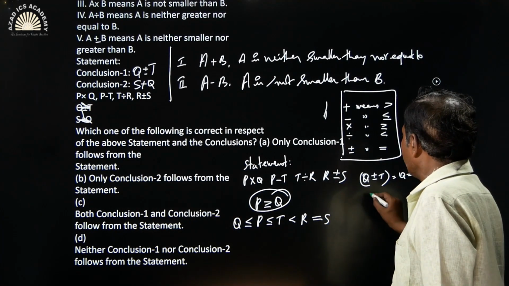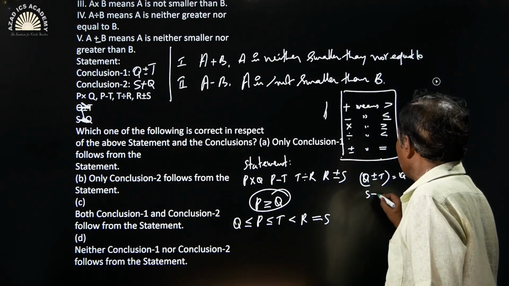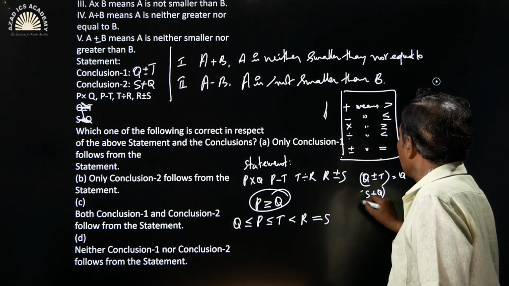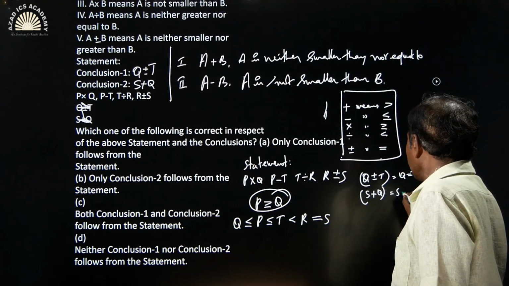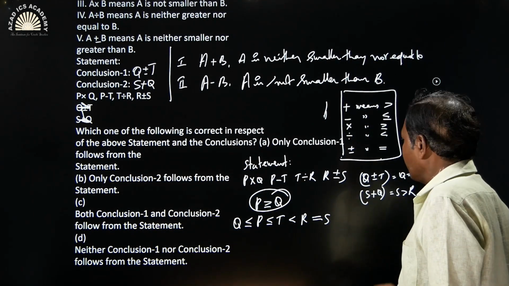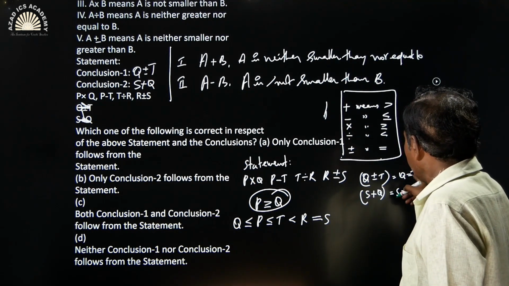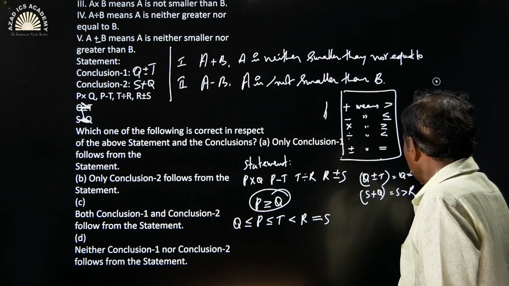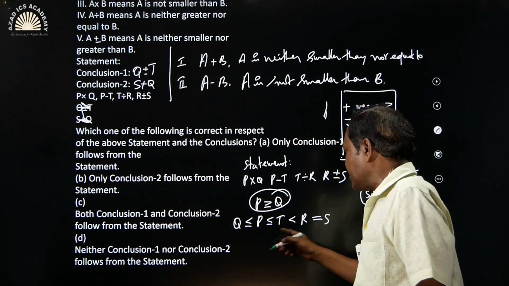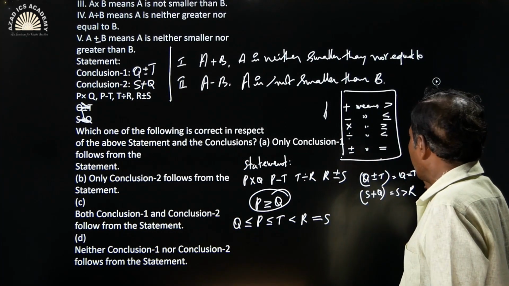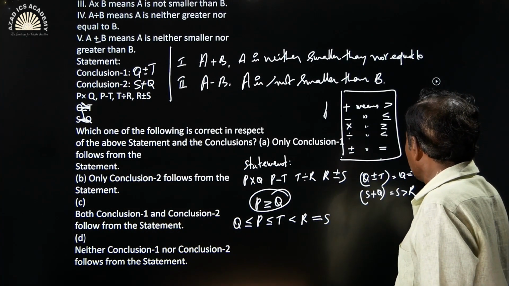S plus Q. Plus says what? Greater than. S is greater than Q. Now we have to check that. Q equals T. Q is here, T is here. Definitely it is not possible. Okay? It's wrong. This is wrong.